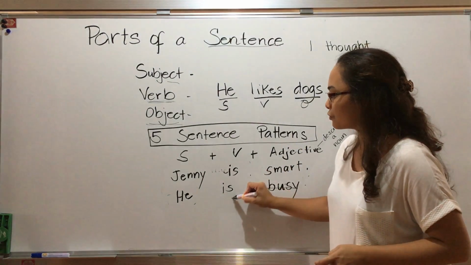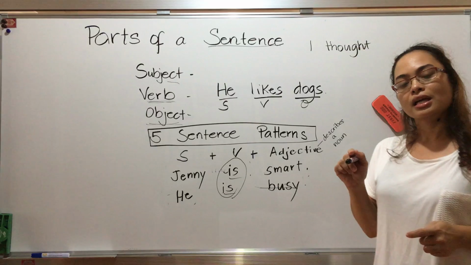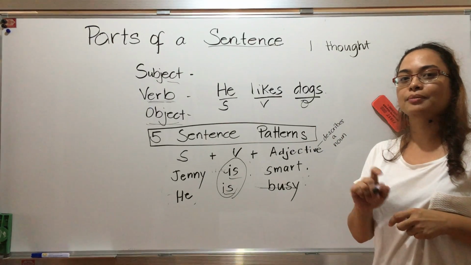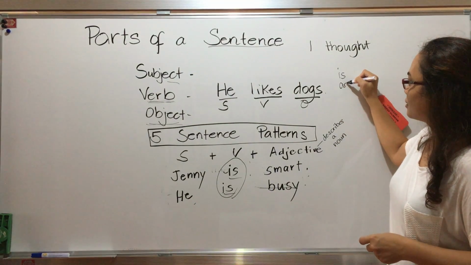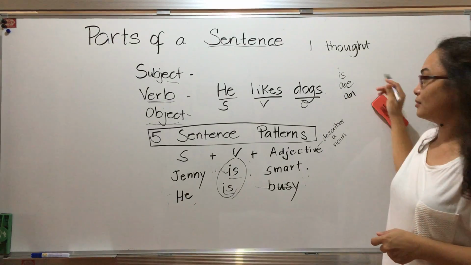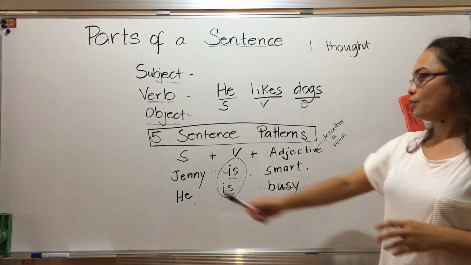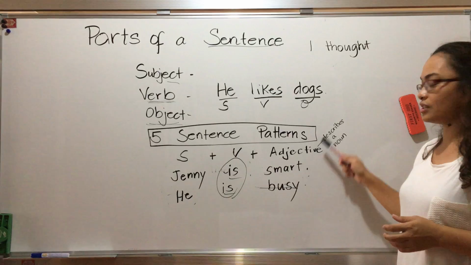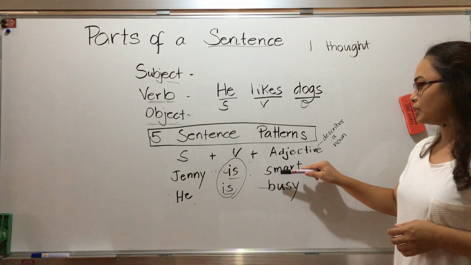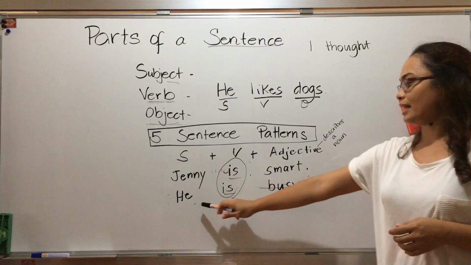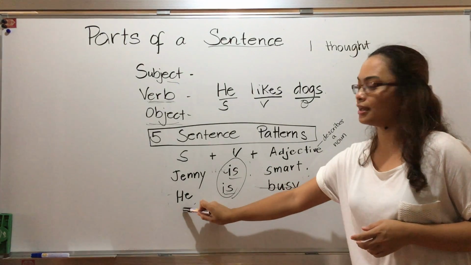If you notice, our verb is. We are using the be verbs. If you remember, in our previous video, we talked about the verb to be's. So be verbs are is, are, and am. Okay? Just as a recall. So again, we have subject, verb, adjective. Adjective describes a noun. So Jenny is smart. So where's the noun? Jenny. Smart will describe Jenny. And he is busy. Who's busy? He. So an adjective will describe the noun.